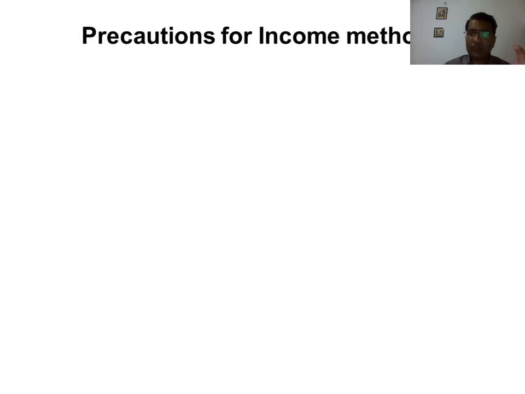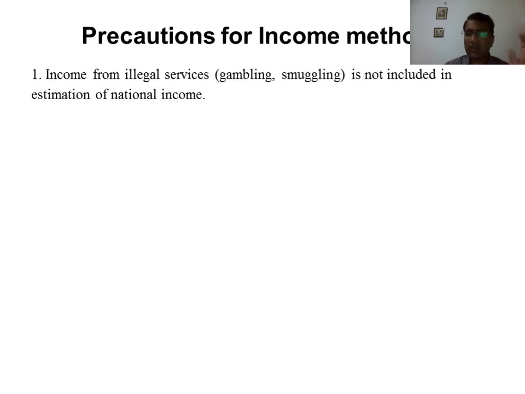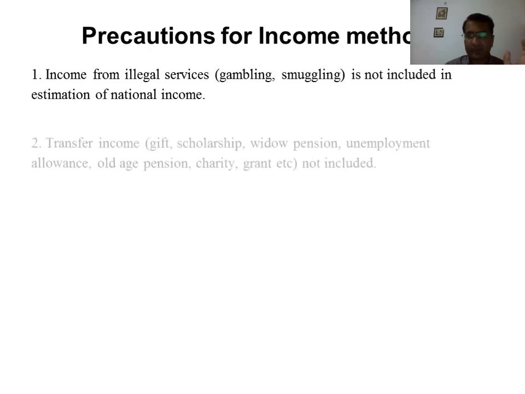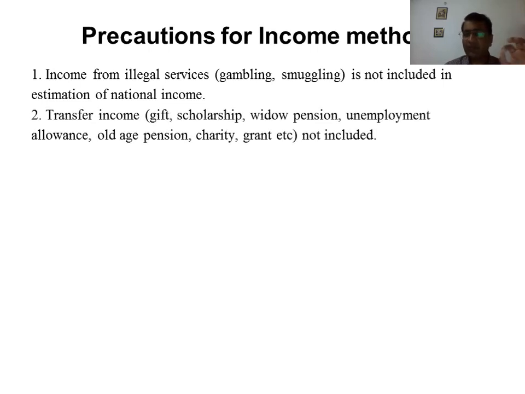Now some precautions for the income method. First, income from illegal services like gambling and smuggling is not included in the estimation of national income. Income from factors only will be included, not illegal services. Transfer income like gifts, scholarship, widow pensions, unemployment allowance, old age pension, charity, grant is not included because it is one-sided payment, one-sided income. It does not contribute to the national income.